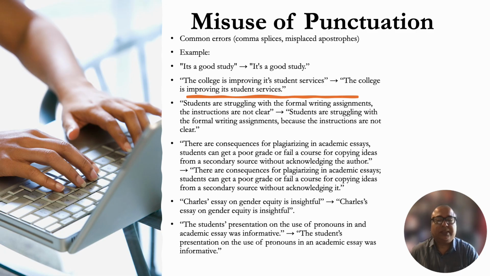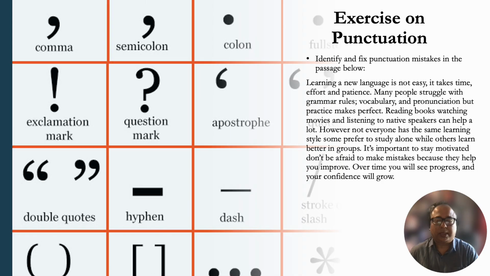So the college is improving its student services. If you use the full form of it's, it's very ungrammatical. It sounds awkward. The college is improving it is student services. That's not correct, right? So you'd rather write the college is improving its, no apostrophe, student services. So read the rest, all right? And then we will try to do an exercise.